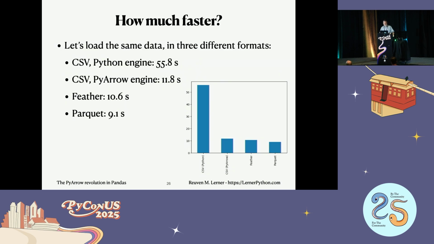Now, how much faster? A lot faster. One file that I read in here took nearly a minute in CSV with a core Python engine. PyArrow took 11.8 seconds, so like 12 seconds. Feather 10.6, Parquet took 9.1. Once again, reading it in is way, way faster in these formats. It's faster in the binary formats than it was in the textual format, and you know exactly what you're going to be getting.